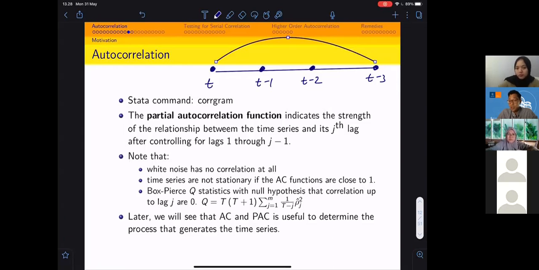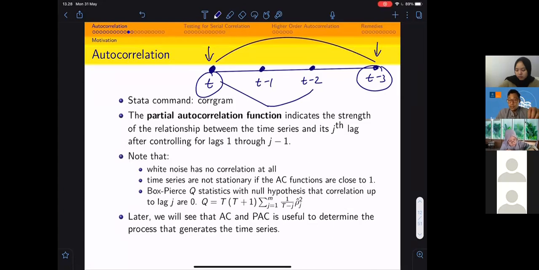So what about the partial autocorrelation? The partial autocorrelation is still the correlation between the observation that we observe today and the observation at t minus 3, controlling for the relationship until t minus 2. Again, the partial autocorrelation between t and t minus 3 is the correlation between them, controlling for the relationship between t and t minus 2. So that's the difference between autocorrelation and partial autocorrelation.